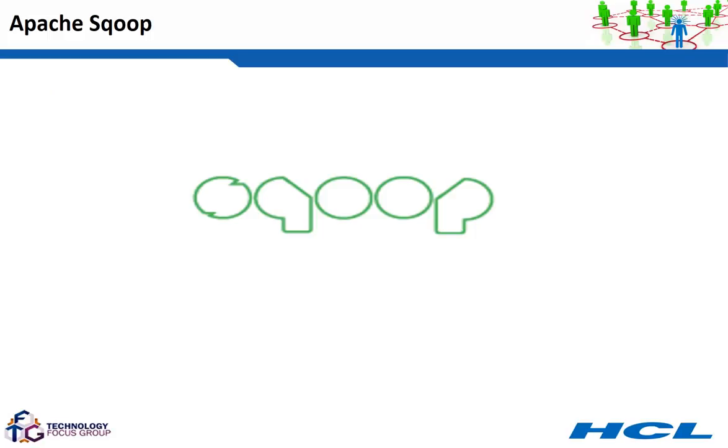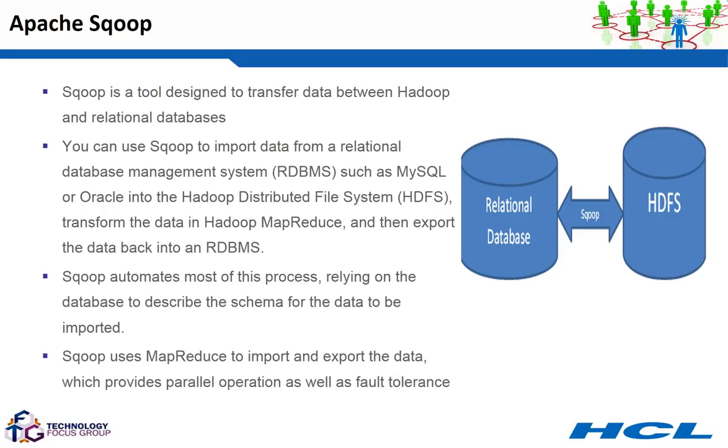Okay, so next is Apache Scoop. Scoop is basically, if you have data in your data warehouse or RDBMS systems, which you need to move to say HDFS, or you have analyzed, aggregated data in HDFS and you want to move it to your own data warehouse for some reason, you can use Scoop for that. So Scoop is a tool designed to transfer data between Hadoop and relational databases.